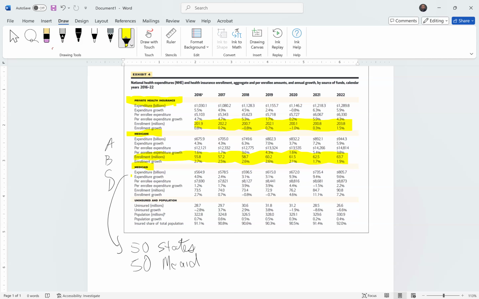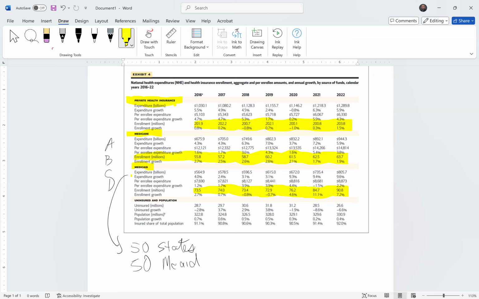Let's look at the enrollment numbers from 2016 on. That number also fluctuates, but you can see the growth, especially from 2016 to 2022. It's increased substantially. That's because different states have changed their Medicaid programs to allow for more state residents to enroll.